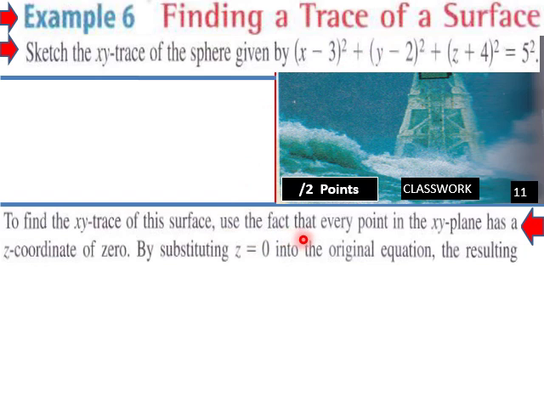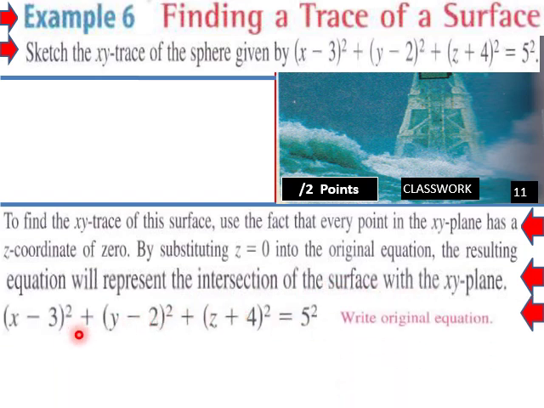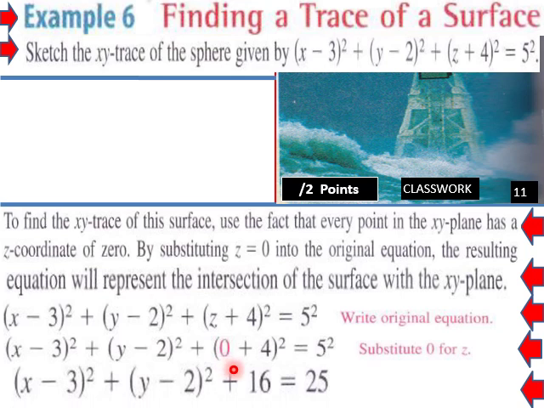use the fact that every point in the xy plane has a z coordinate of 0. By substituting z equals 0 into the original equation, so we put 0 up here, the resulting equation will represent the intersection of the surface with the xy plane. So here's our original, and if we substitute 0 for z, we get x minus 3 quantity squared plus y minus 2 quantity squared plus 16 equals 25. So we get that far.